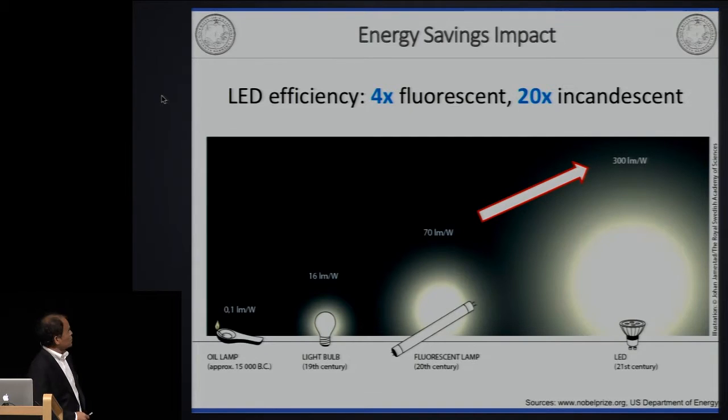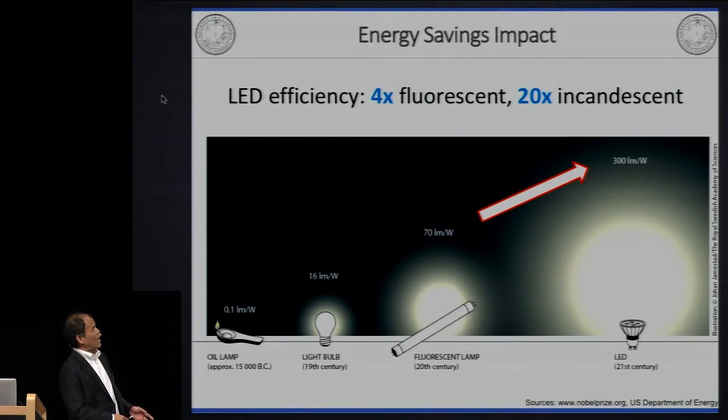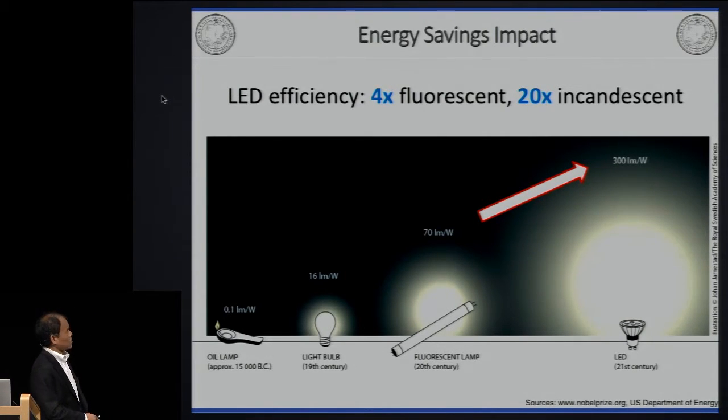So the LED efficiency is like this. The oil lamp efficiency is 0.1 lumen per watt. Thomas Edison invented the light bulb, which is only 16 lumens per watt. The fluorescent lamp is 70 lumens per watt. LED is now 300 lumens per watt, but this is R&D level. You cannot buy it. The commercial-based one is, I think, half, so 150 or 130 lumens per watt. But that is still much higher than conventional lighting.